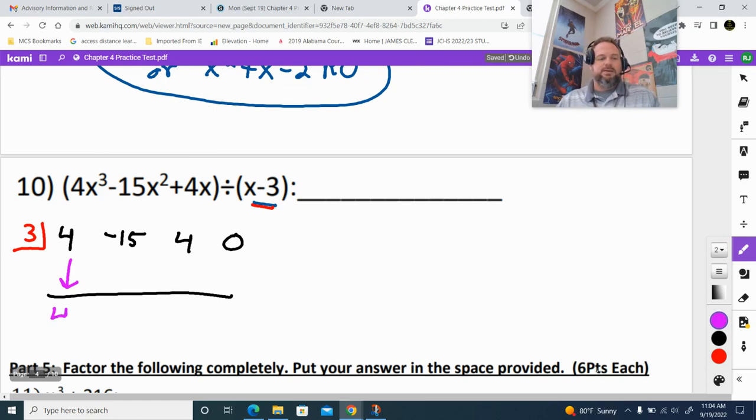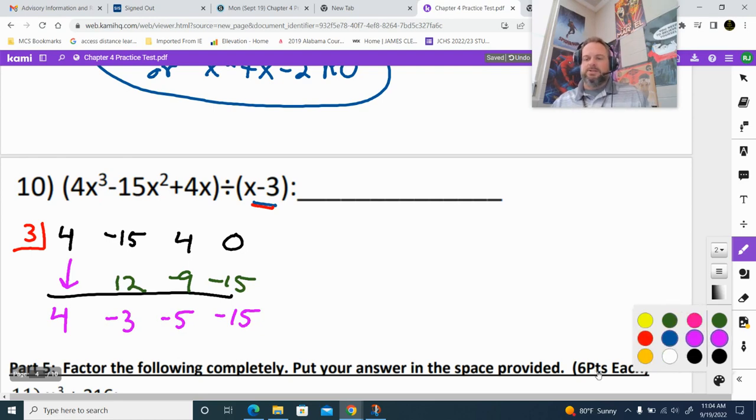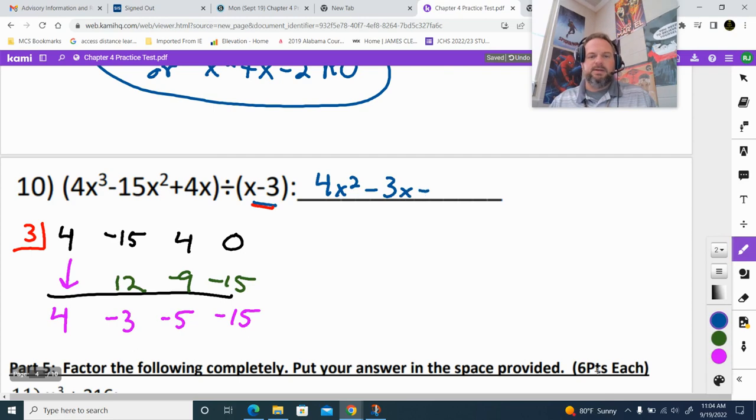Okay. Drop this one down. 3 times 4 is 12. Negative 3. 3 times negative 3 is negative 9. Minus 5. Negative 15. And negative 15. So when we're actually writing this, this would be 4x squared minus 3x minus 5, remainder negative 15.